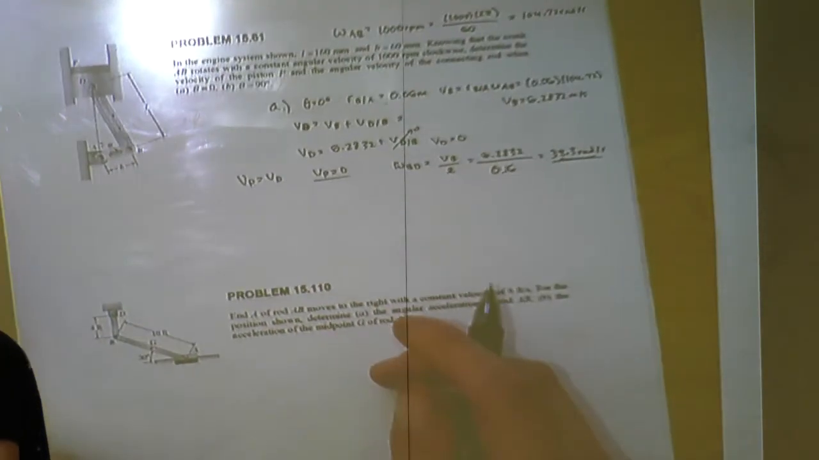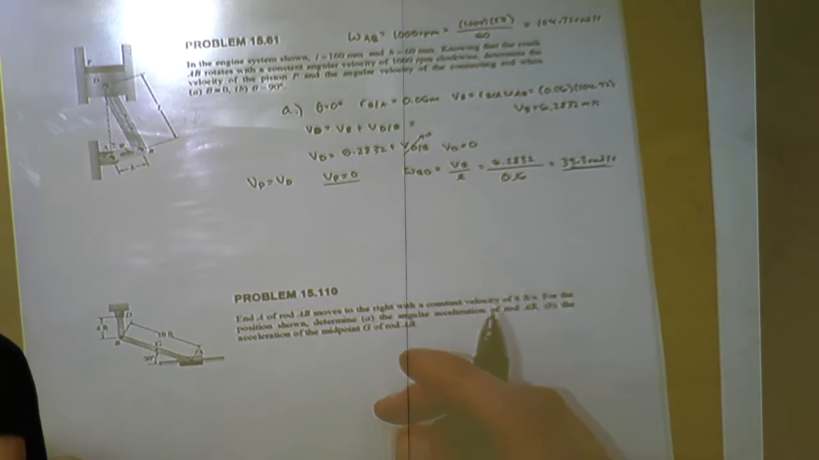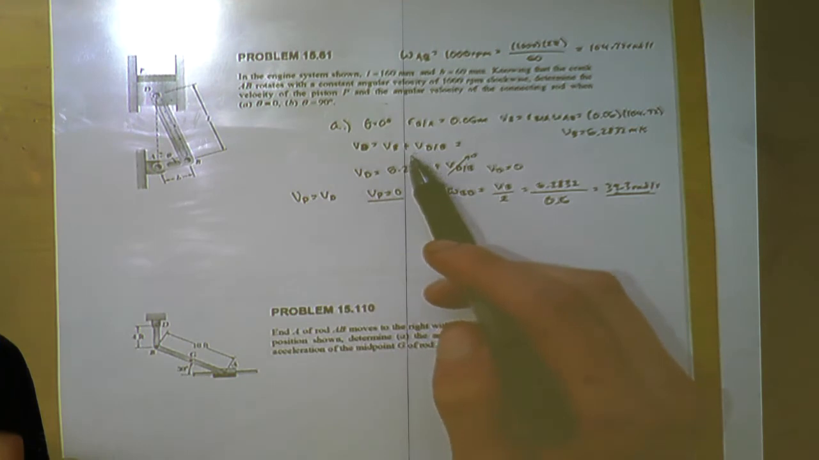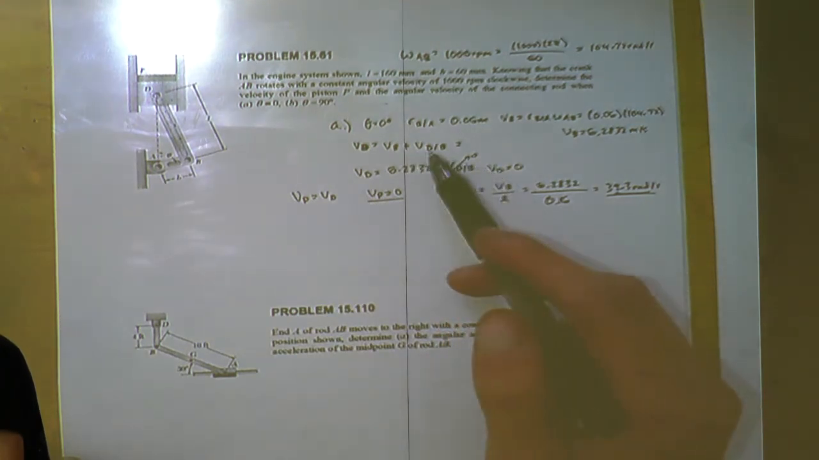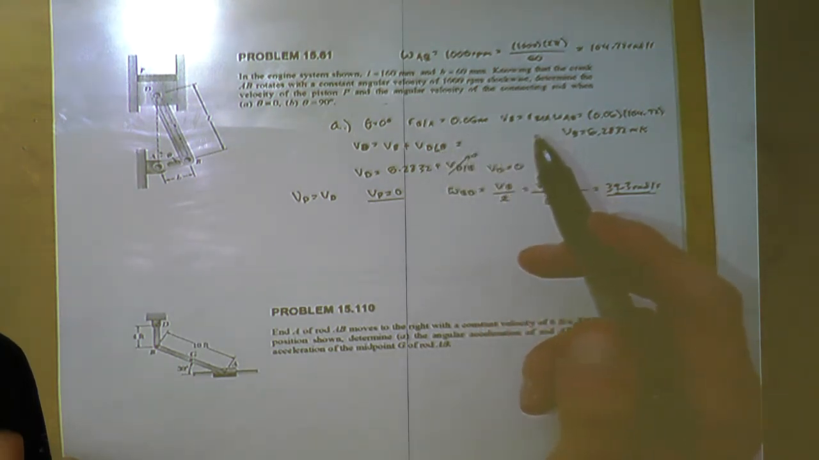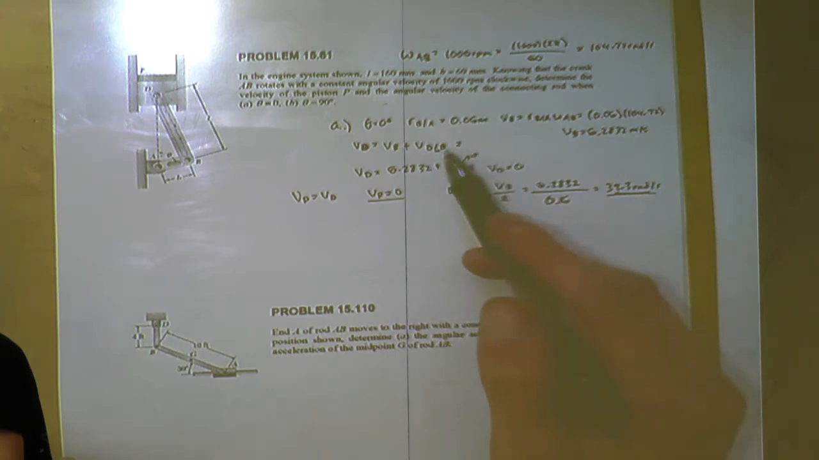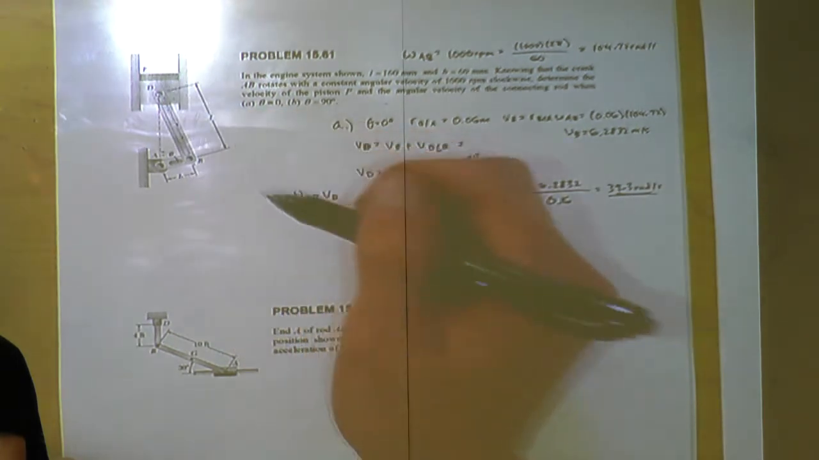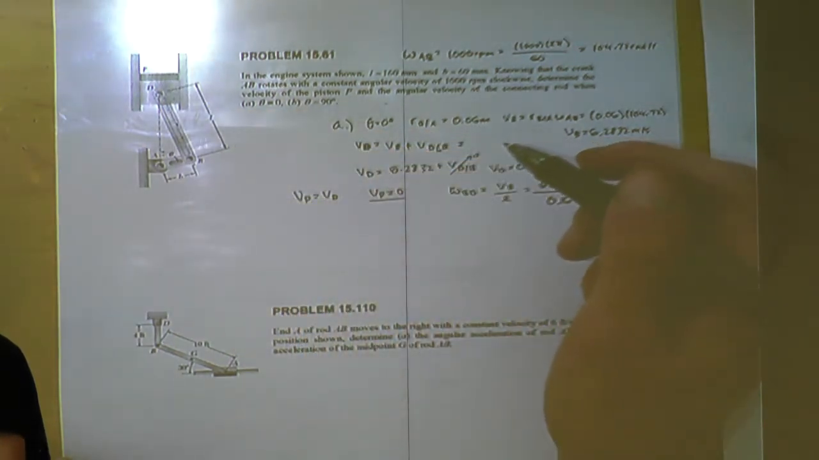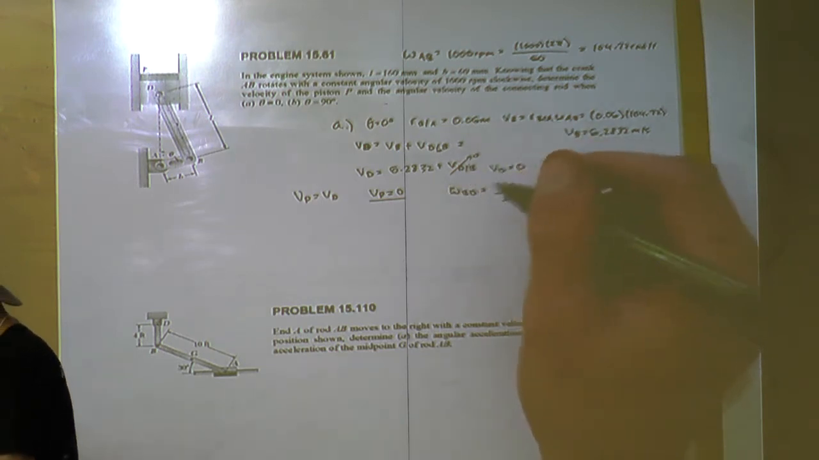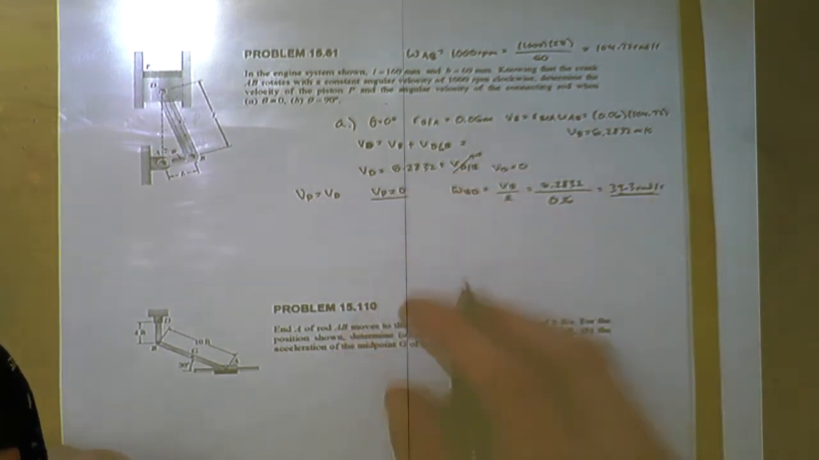Wouldn't vD with respect to B be negative 6.2832 to make the velocity of D 0? Yes. D with respect to B when it's in a straight line. Yeah, it would have to cancel out. Yeah, the velocity of D. Yeah, okay, they cancel out. My bad. Okay.